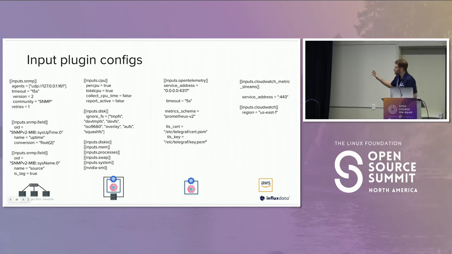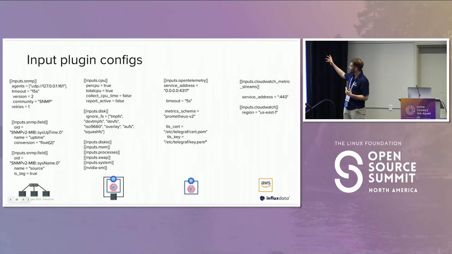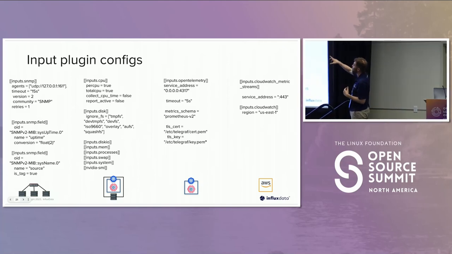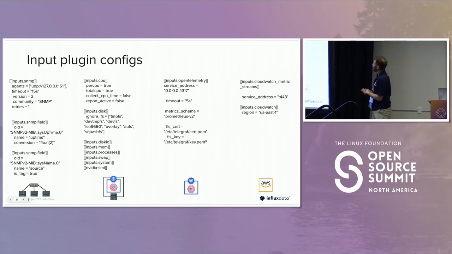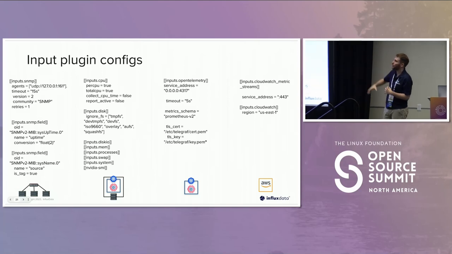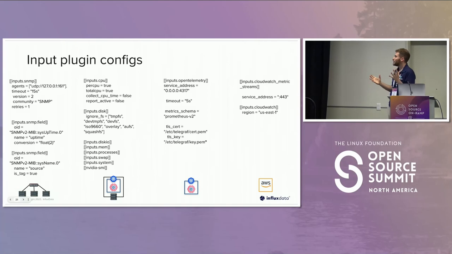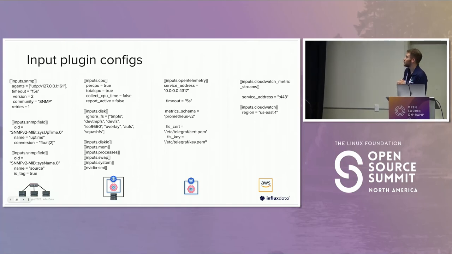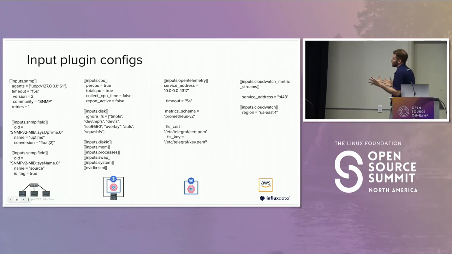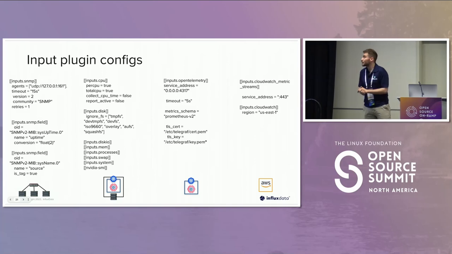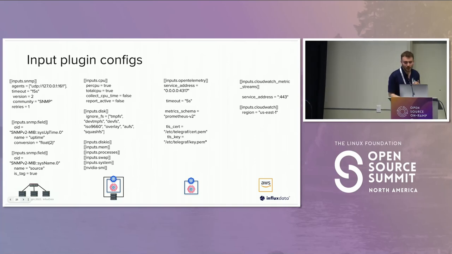Similar on the rest, this one's quite bog standard. We have CPU. We also have OpenTelemetry, which I'll cover in a second. And then we have CloudWatch metrics. In this case, what we said we would do is use CloudWatch to monitor all the different AWS parts. And then we'll collect from CloudWatch all the metrics we want from all our different services.